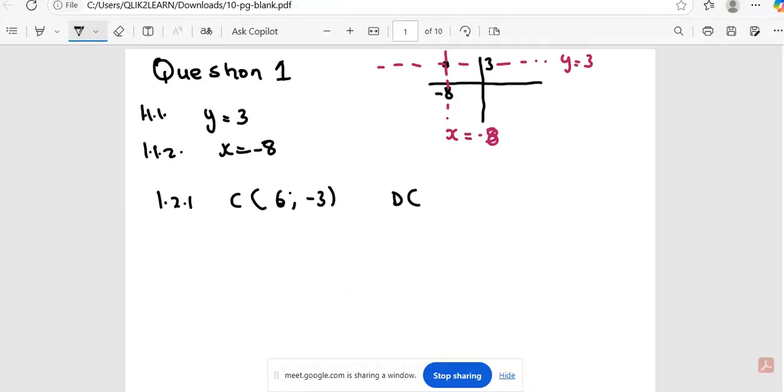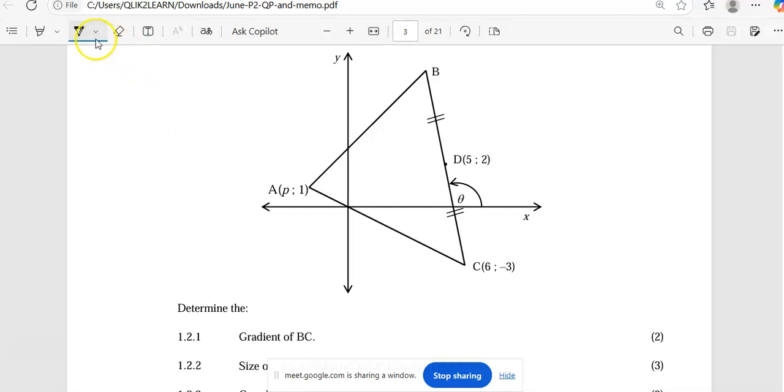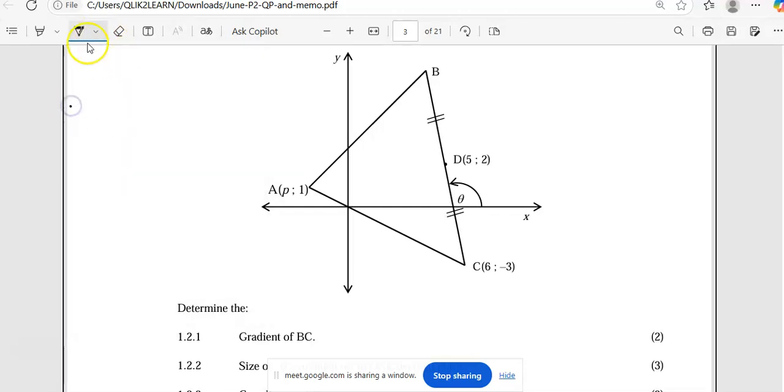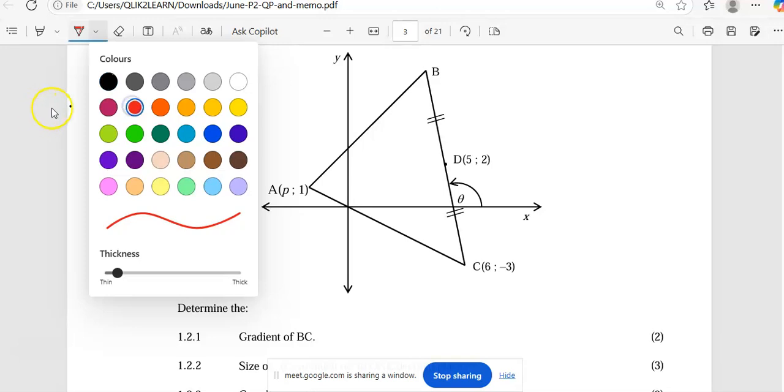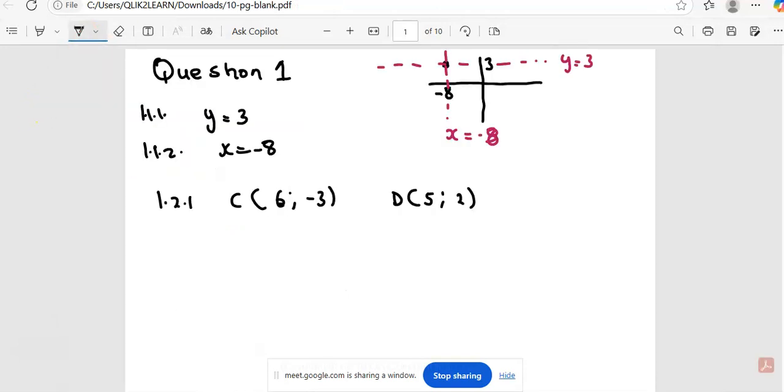Guys, I need you to remember that when I say CD, I'm moving from C to D. So I'm going to consider point C as my first point. Let's call it X1, Y1, because I'm saying that this will be my first point. So this one will be my X1, Y1, and this will be my X2, Y2.